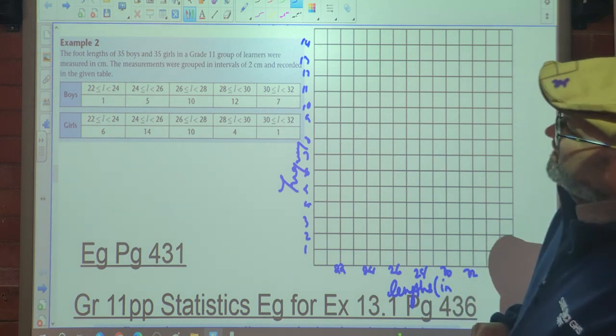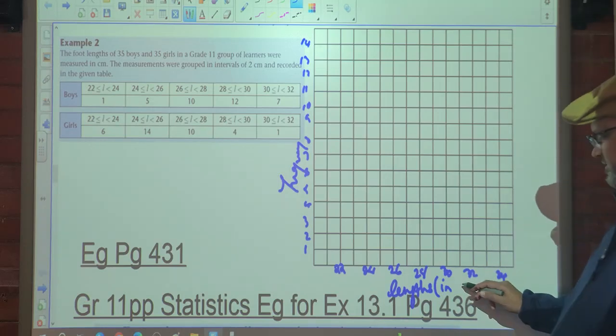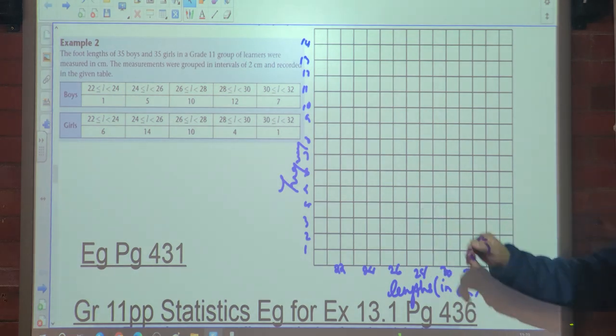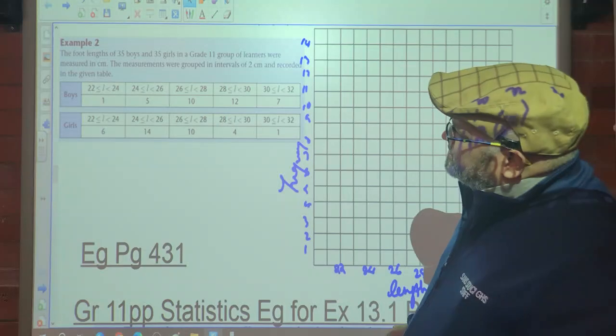In centimeters, I think. Yeah, centimeters. Important to write the names of the bars. Okay, so let's go with the first. In the first case, what do we have?